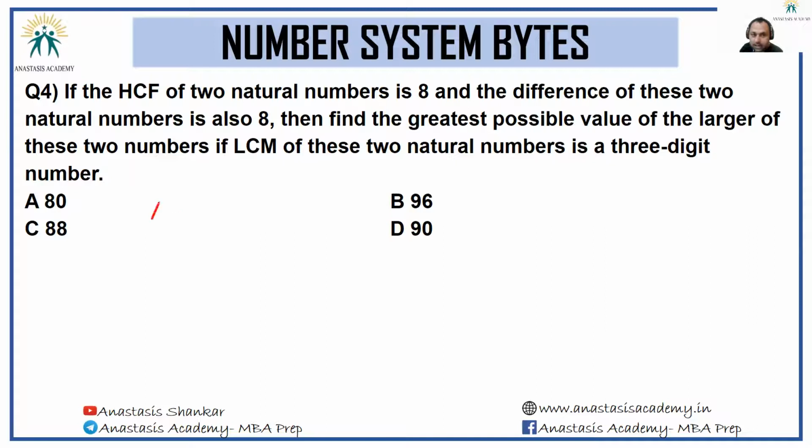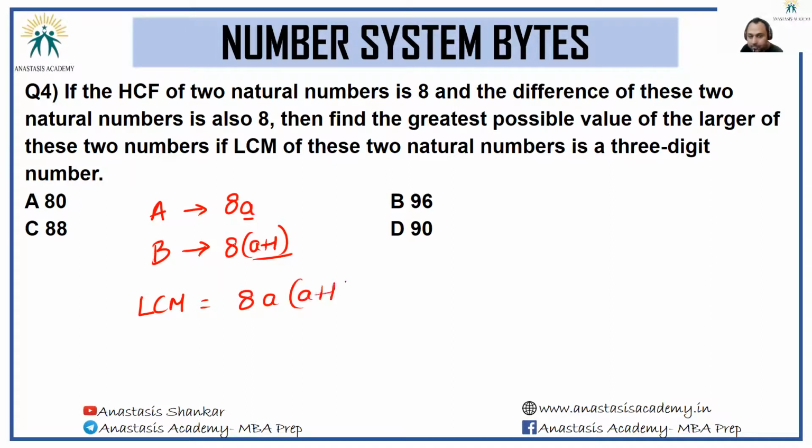Okay, I'm saying let the first number be 8A, and the next number will be 8 times (A plus 1), because the difference between them is also 8. And we know A and A plus 1, two consecutive numbers, are always co-prime. So can I say their LCM will be equal to 8 into A into A plus 1?